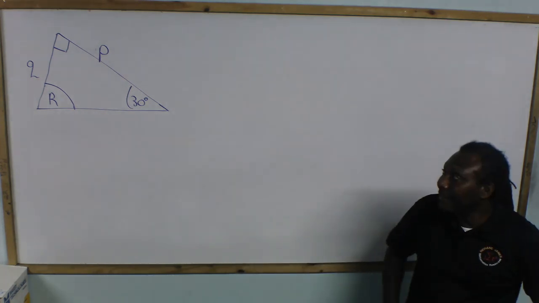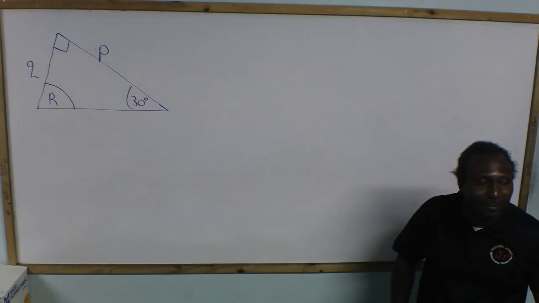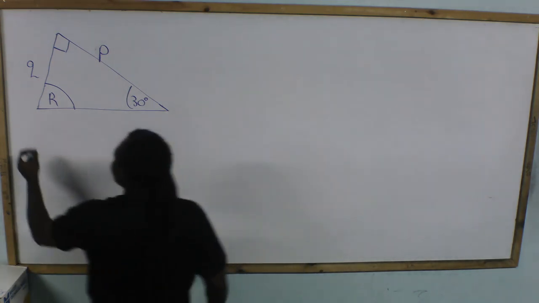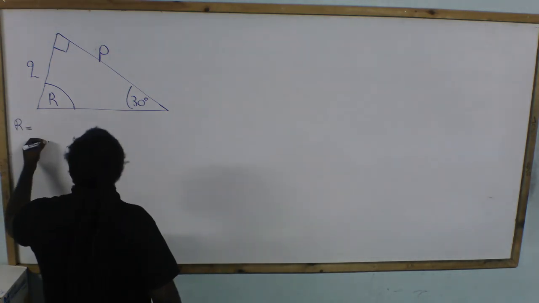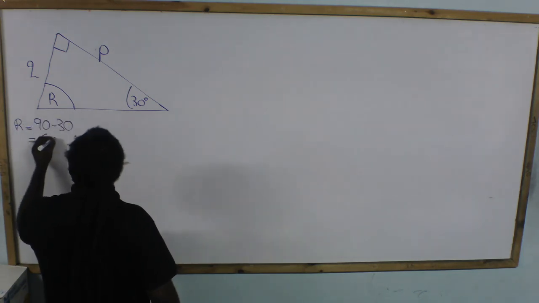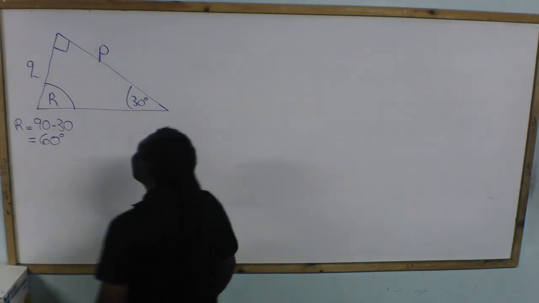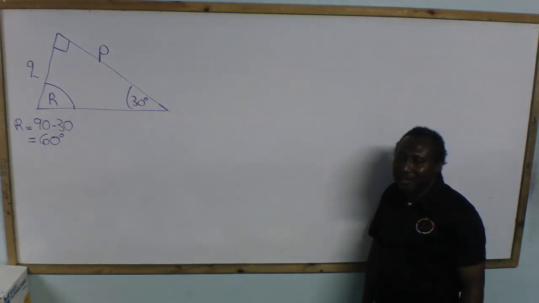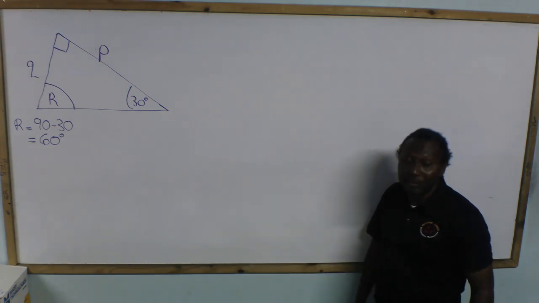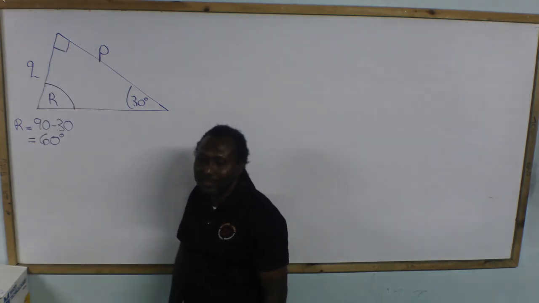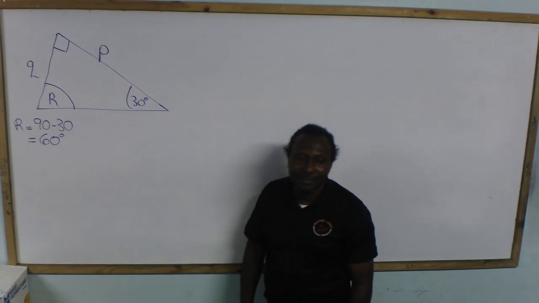What is the first thing that we can find right here? When we're solving a right angle triangle, or any triangle for that matter, anything that is easy to find, you find that first. Angle what is equal to what? 90 minus 30, which is equal to 60 degrees. All the angles in a right angle triangle or any other triangle must add to be what? 180. And this is 90, so we know the other two must add to be 90.